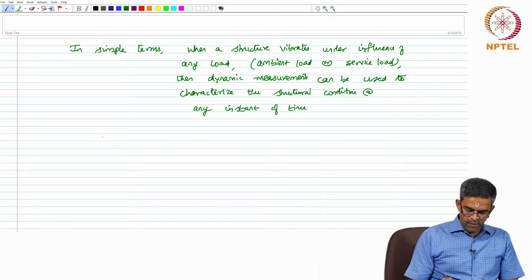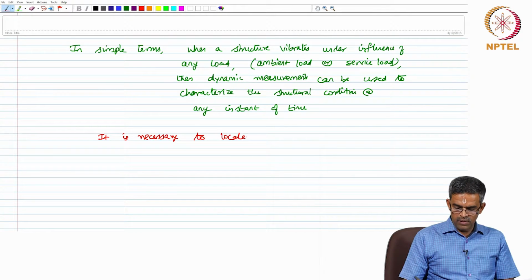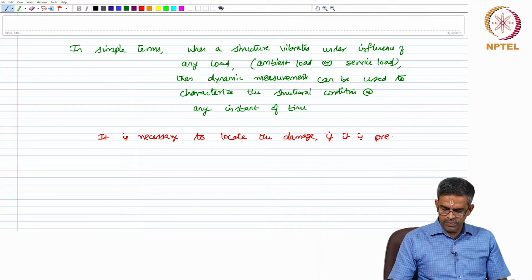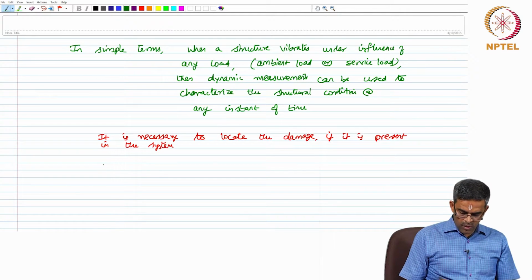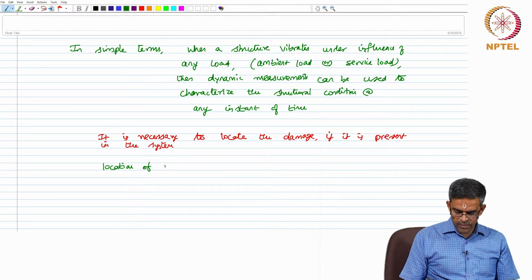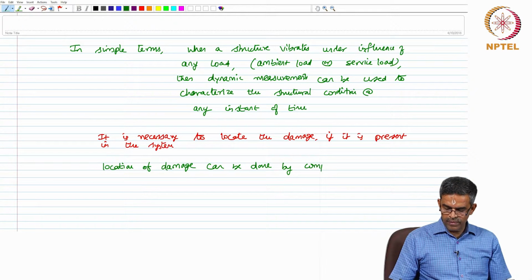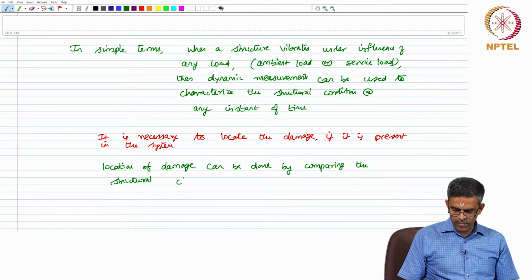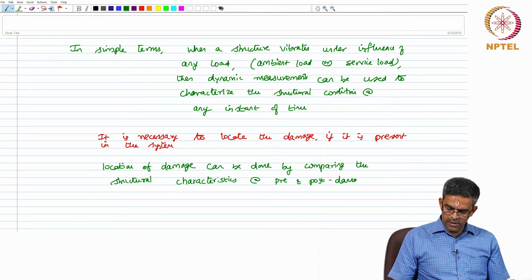To do this, it is necessary to locate the damage if it is present in the system, so location of damage can be done by comparing the structural characteristics at pre and post damage conditions.